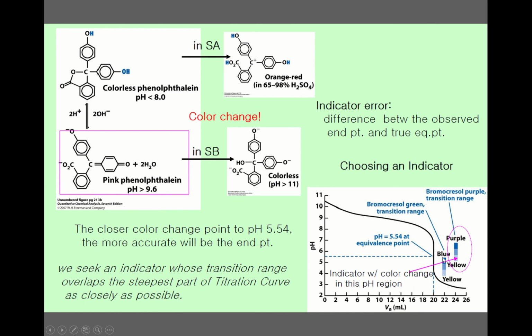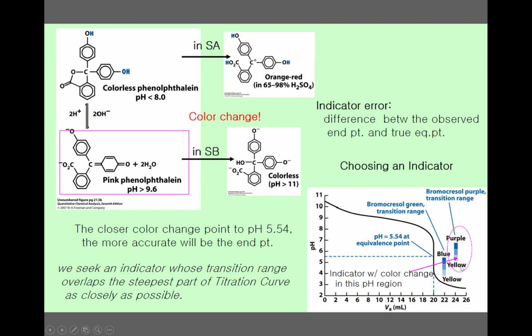Bromocresol green in this case changes color around pH 5.5, and it takes a blue color from a pH around 5.5. When the pH is lower than 5.5, the color turns to yellow.